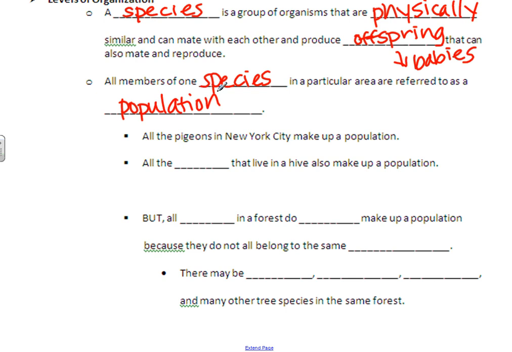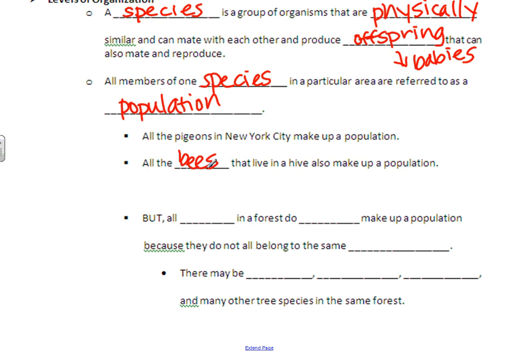So for example, all the pigeons in New York City can make up a population because they are all one species and they all live in a specific area. Also, all the bees that live in a hive can also make up a population. All of the people that live in Circleville make up a population because you're all the same species and you're all within a particular area. So that makes up a population.